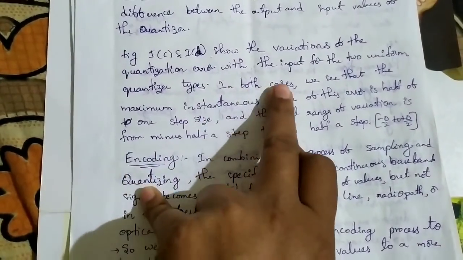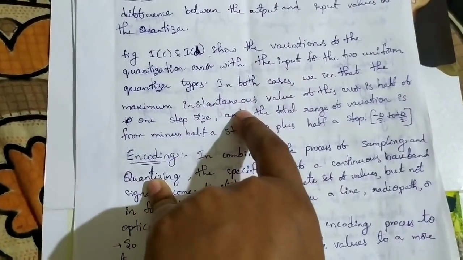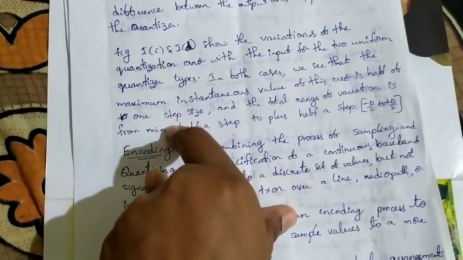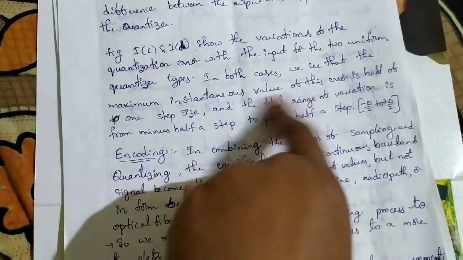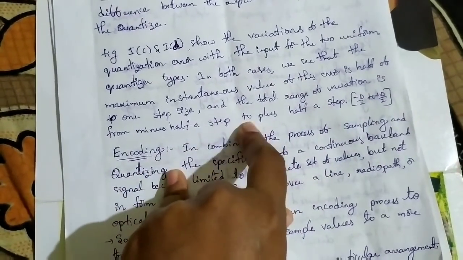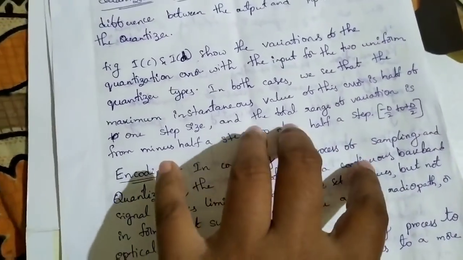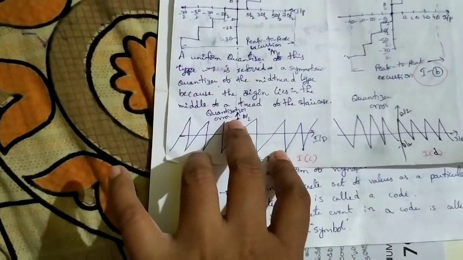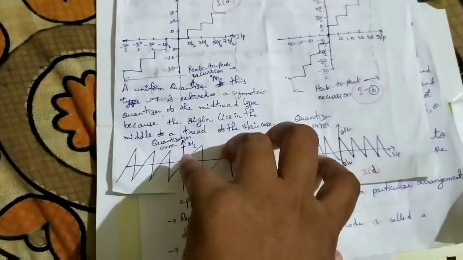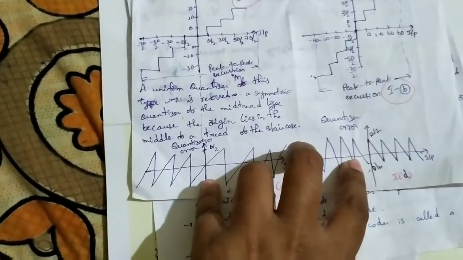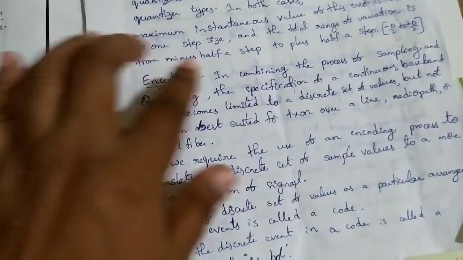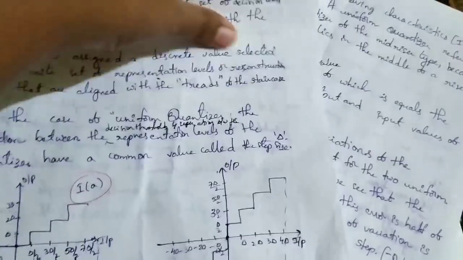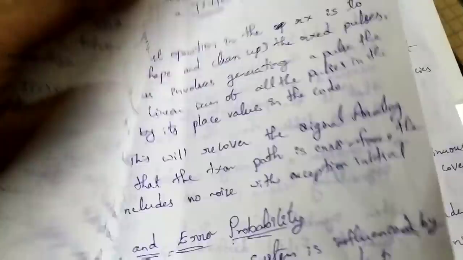Next, in both cases we see that the maximum instantaneous value of this error is half of one step size, and the total range of variation is from minus half a step to plus half a step, minus delta by 2 to plus delta by 2. See here, the maximum quantization error is plus delta by 2 to minus delta by 2. See here also, the same, half of the step size. So the maximum quantization error is half of the step size, that you should observe.